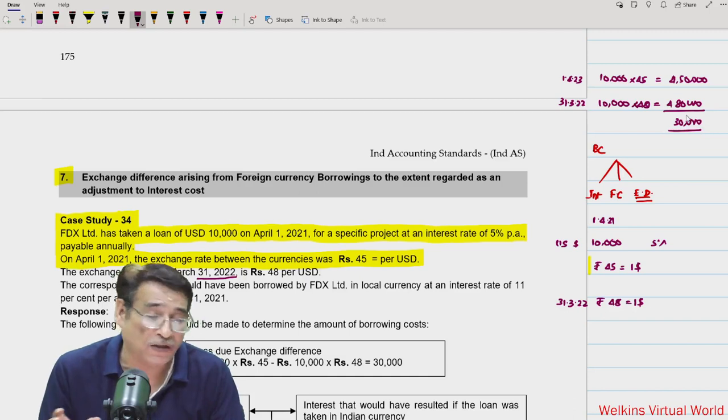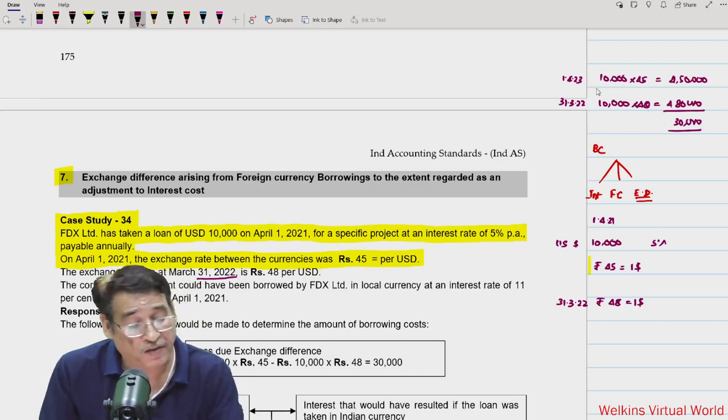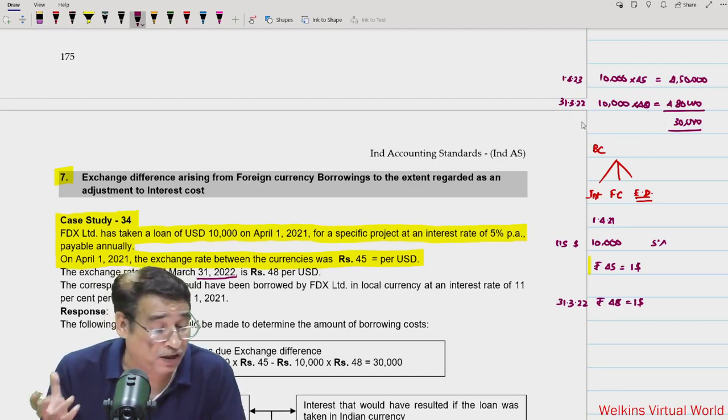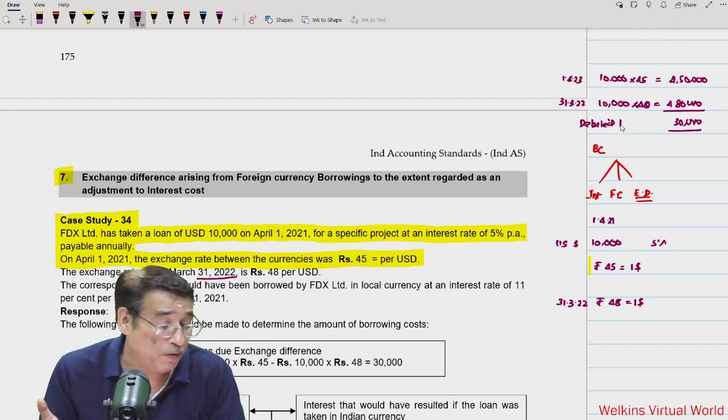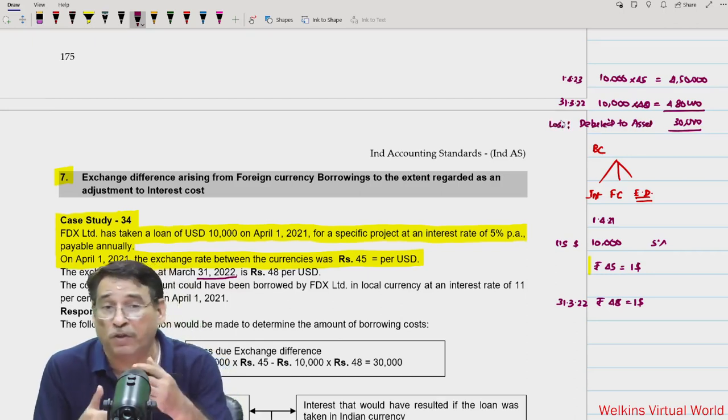Generally, if there is a loss in the foreign currency borrowing, that loss is debited to the asset account. Generally, this loss is debited to the relevant asset account. Correct? Generally, this loss, foreign currency loss, is debited, 30,000.